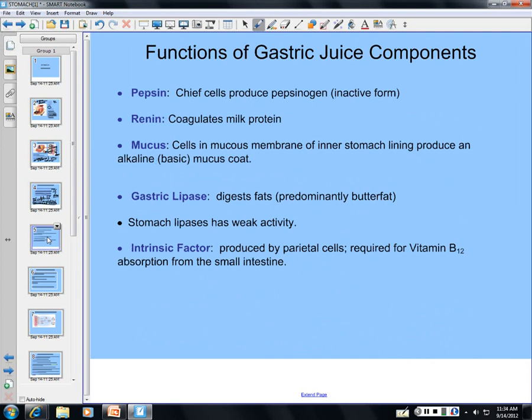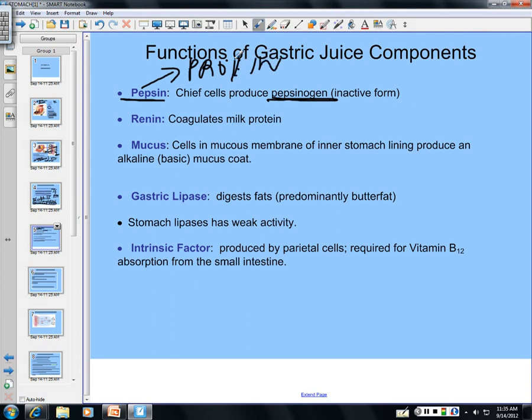All right. What are the functions of gastric juice components? The first, enzyme. Remember, enzyme is not the same thing as hormone. Okay? The chief cells produce inactive pepsinogen. And this is important. Why is it important? Because remember, pepsin digests protein. It will digest the stomach lining.